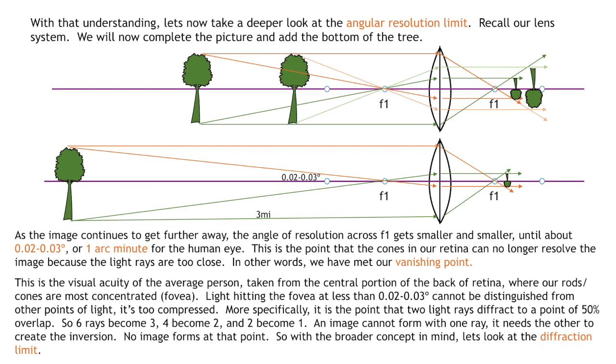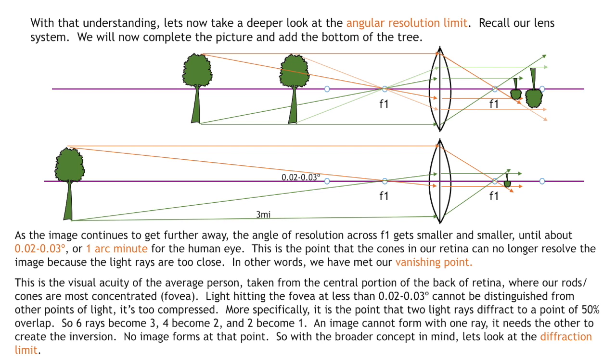And this is again the visual acuity of the average person, taken from the central portion of the back of the retina, where our rods and cones are most concentrated in our fovea. Light hitting the fovea at less than 0.02 to 0.03 degrees cannot be distinguished from other points of light, and it is too compressed. More specifically, it is the point that two light rays diffract to a point of 50% overlap, which we will get into. So 6 rays become 3, 4 rays become 2, and 2 become 1, and so forth. And an image cannot form with one ray. It needs the other to create the inversion at the convergence point, so no image forms at that point.